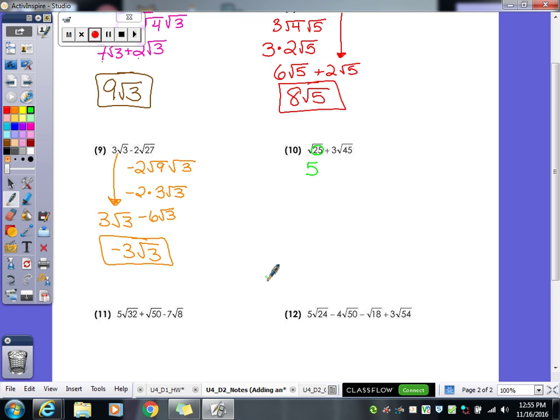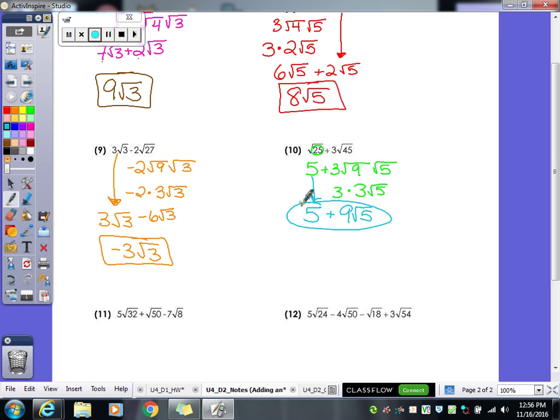Can we put a perfect square into 45? 9. So I'm going to break up my 45 into 9 and 5. The 9 comes out of the radical as a 3. I'm going to have to do it times the other 3 that was already there. So that gives me 9 radical 5. And then I have to bring down that plus 5 from the front.